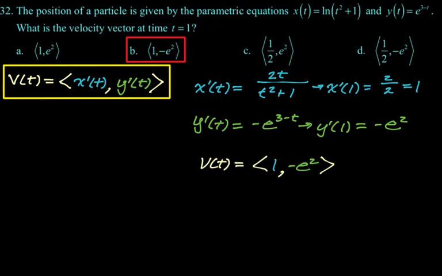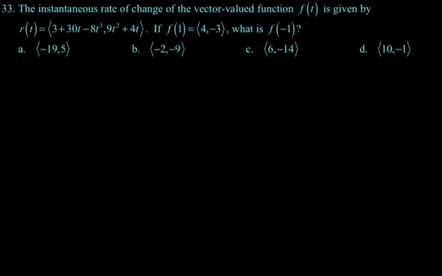All right, next up, 33. The instantaneous rate of change of the vector valued function f of t is given by r of t. This is annoying because r of t should be a position, but that's not what we're doing. 3 plus 30t minus 8t cubed, comma, 9t squared plus 4t. So that's dx dt and dy dt, or x prime and y prime, given from r of t.